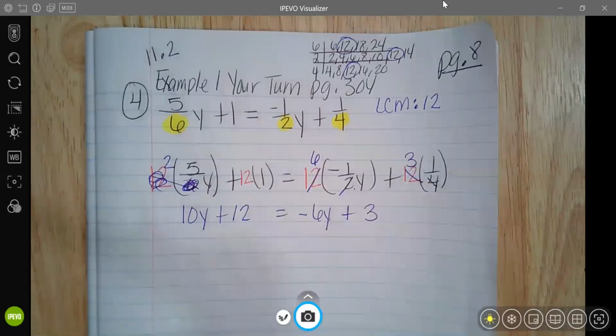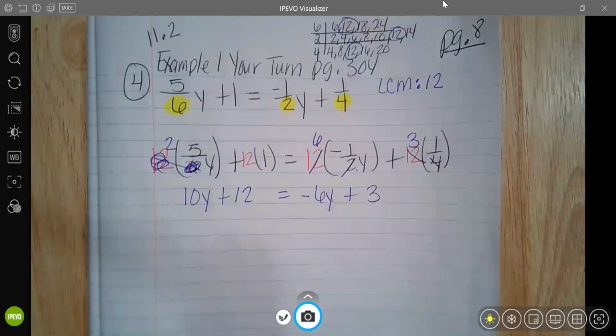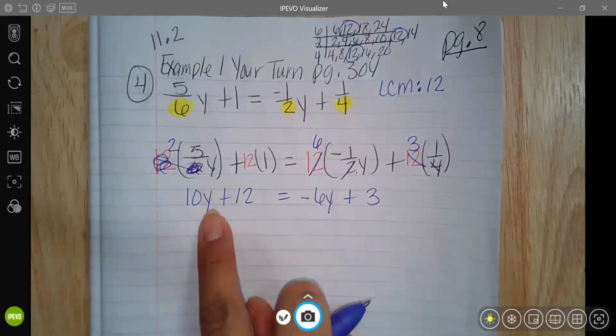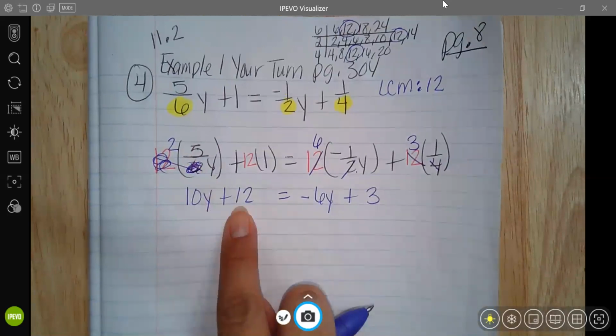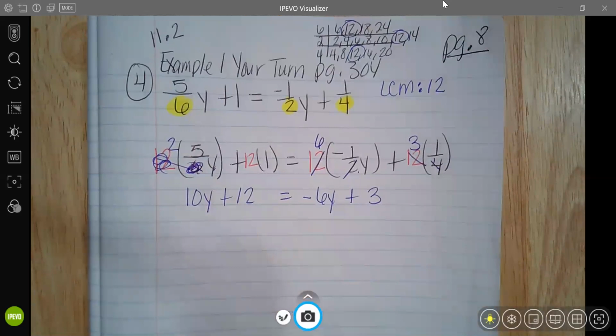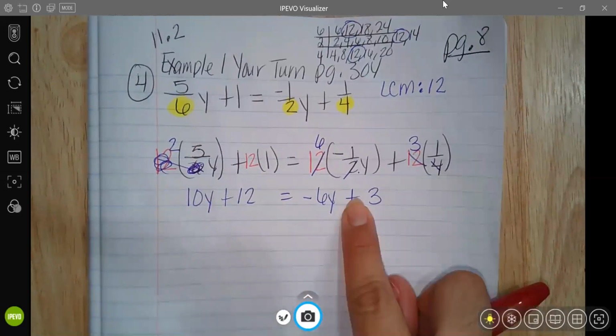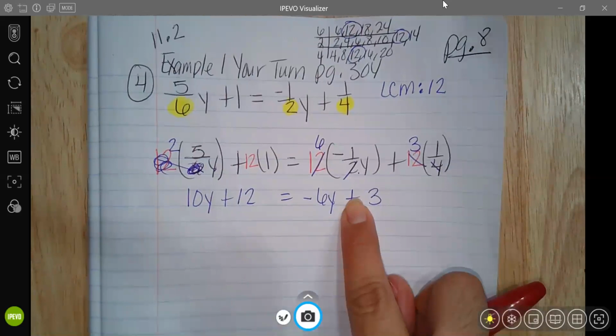Okay, so after we found our LCM and multiplied each term by the LCM, we eliminated the fractions, and now we have 10y plus 12 equals negative 6y plus 3. To me, this is a whole lot easier to solve than the one up here.